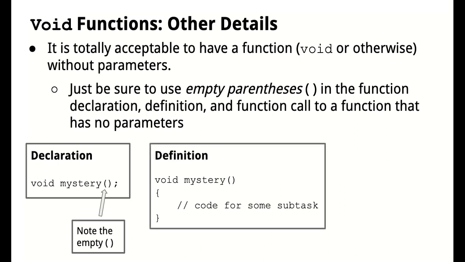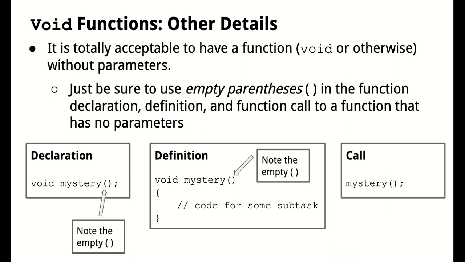Its definition, same idea. The heading line would have the empty parentheses. And where it's most likely forgotten for many people is in the actual function call. You have to make a call to mystery with those empty parentheses. So just be aware of that. It's definitely a common error, especially making a function call to a function that has an empty parameter list. You still have to use parentheses to indicate that you're making a function call.